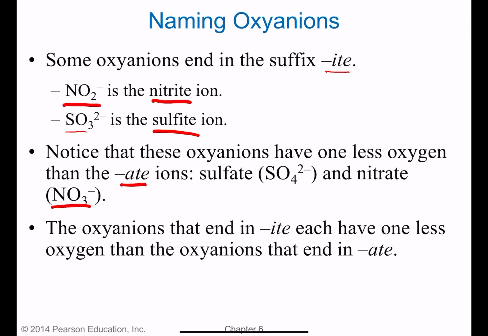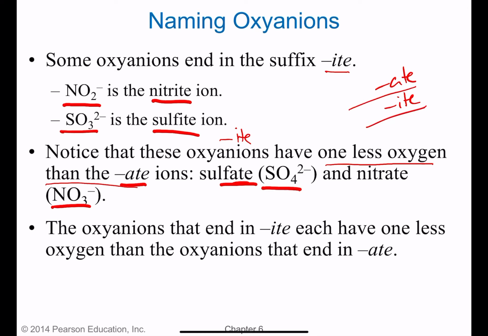This is the pattern that we want you to observe. The sulfate, where it's ATE ending, this is SO4, and then the ITE is SO3. So these oxyanions, the ITE ending ones, they have 1 less oxygen than the ATE ones. So that's the pattern we want you to notice, is that when you've got a pair of polyatomic ions that are clearly very similar, but one is ending in ate and one's ending in ite, the difference is 1 less oxygen.